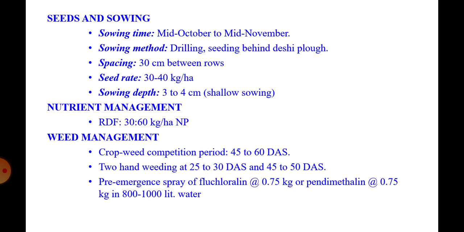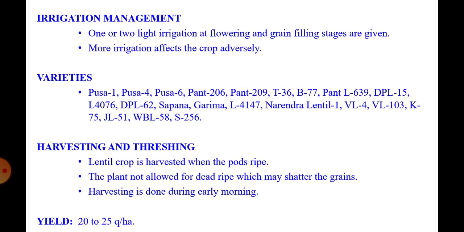Now, weed management. As far as weed management is concerned, the crop weed competition period is 45 to 60 days after sowing. Two hand weedings, one at 25 to 30 days after sowing and the second at 45 to 50 days after sowing, can control the weeds. We can apply herbicides also as a pre-emergence spray of fluchloralin at the rate of 0.75 kg or pendimethalin at the rate of 0.75 kg in 800 to 1000 liters of water.